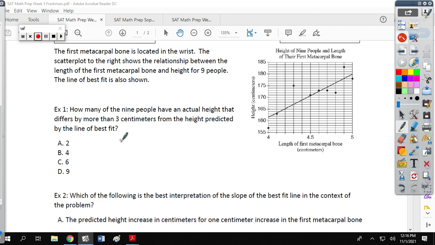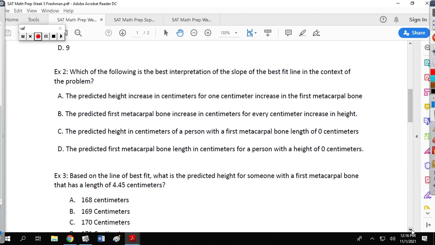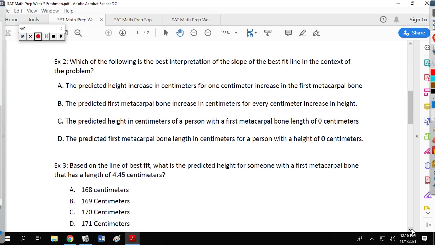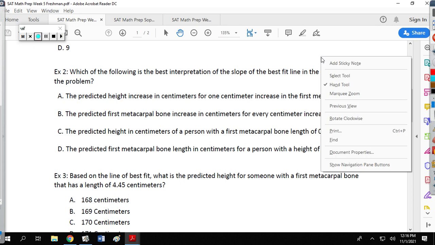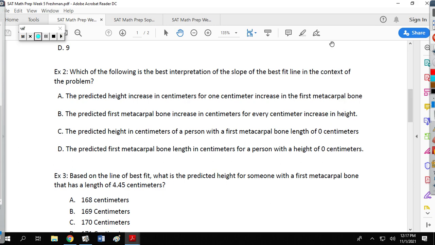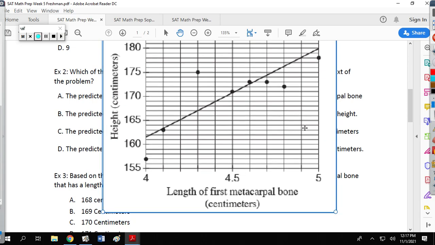Okay, so on example 2, it says, which of the following is the best interpretation of the slope of the line of best fit in the context of the problem? Okay, so let me get that picture put back in here. Okay, and we're going to grab that item and we're going to shrink it down so that it fits on the screen here.